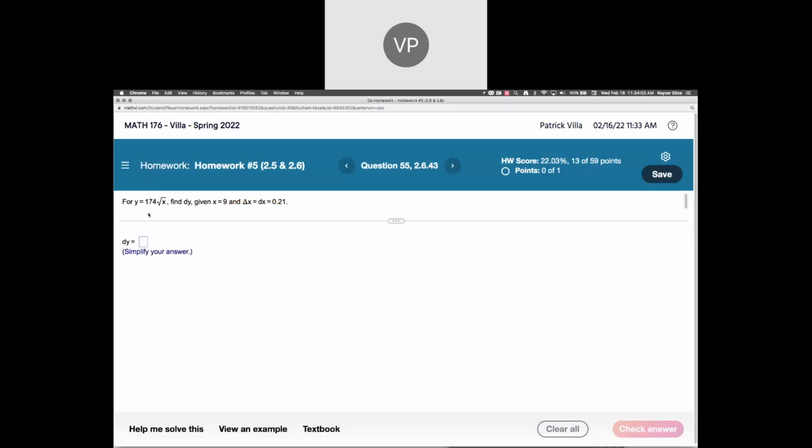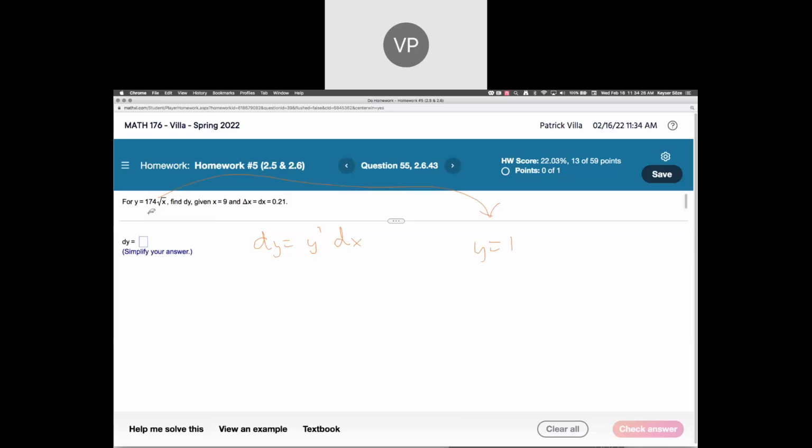All right, so we have the same kind of problem. They give you a function, they tell you that x is 9, and they tell you delta x or dx is 0.21. So I'll tell you, this is going to be the same problem as before, might actually even be easier in a way. So dy equals y prime dx. So like always, I have to go find the derivative.